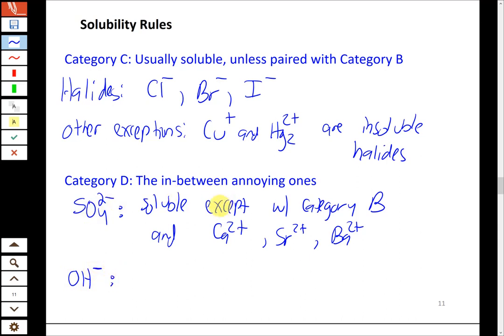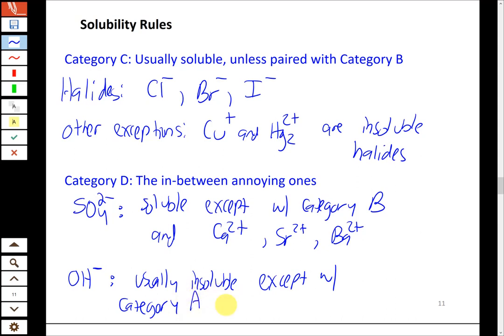So sulfate is usually soluble. Hydroxide, OH minus, is usually insoluble, except when it's with the following. So again, those category A cations, lithium, sodium, potassium, rubidium, cesium, and ammonium. Those ones are always soluble, and that's true if it's with hydroxide. But then they also have the same exceptions as above, but again, the opposite direction. So calcium, strontium, and barium are also exceptions for hydroxide, but in this case, those are soluble, whereas in sulfate, those are insoluble. So those are the harder ones to remember.